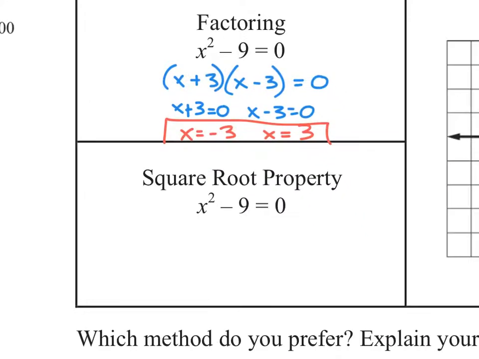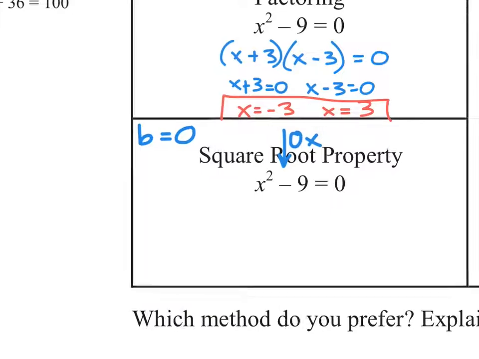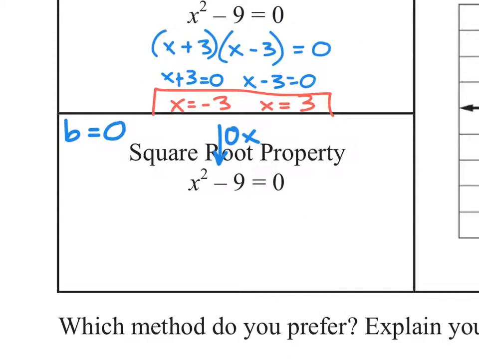We also could have solved it with the square root property. The square root property is only usable when your b is equal to 0. So do remember that. And you'll notice that there's 0 x's in there. Now the way we use the square root property is the goal was to get x squared equal to a number. So on this one, I'd add 9 to both sides, and then use square root.